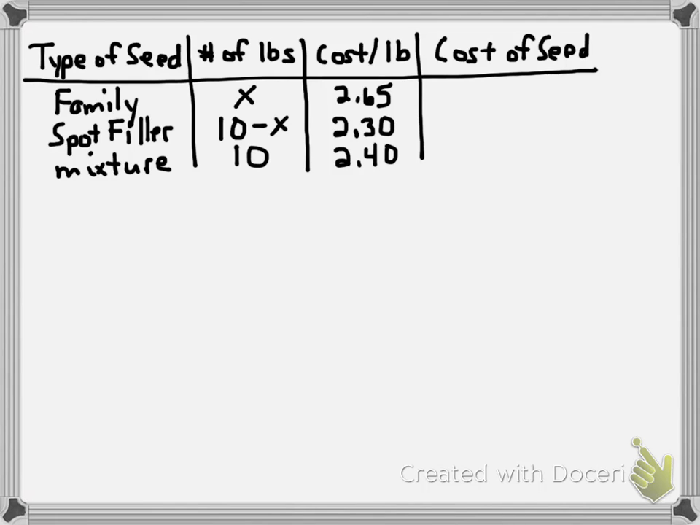We have one more column to fill in, and that's the cost of the seed. If we take the cost per pound and we multiply the number of pounds, we will have the cost of the seed. So for the family grass seed, we would have $2.65 for each pound, x. For spot filler grass seed, we would have $2.30 times 10 minus X. And the same for the mixture, $2.40 times 10 pounds.